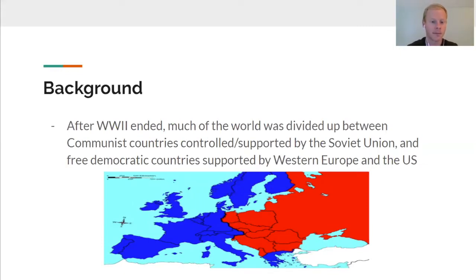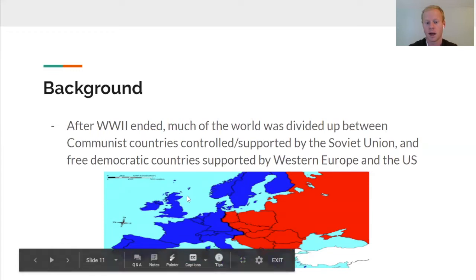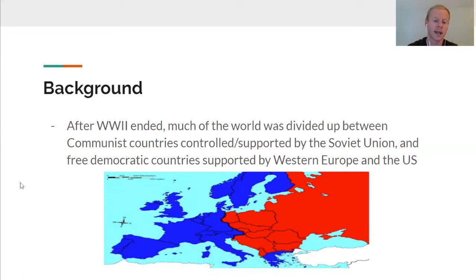After World War II ended, much of the world was divided up between communist countries controlled and supported by the Soviet Union and free democratic countries supported by Western Europe and the United States. Those communist countries, this is a sample map of Western Europe, are in red, while the free democratic countries are in blue. A lot of the world kind of mimicked this pattern of communist countries versus democratic countries. And the United States did not want communism to spread to other countries that were not yet communist.